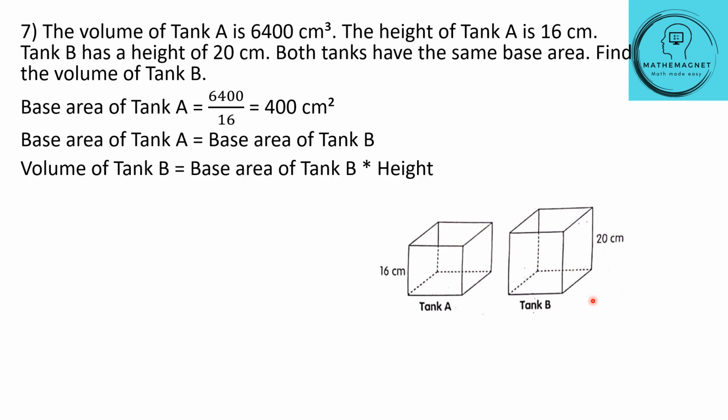Now we know the volume of tank A. To find the volume of tank B, we need to multiply base area into height. So basically base area is length into breadth, and into height will give you the volume. So 400 into 20 will give you the volume of tank B, which is equal to 8000 centimeter cube. So the volume of tank B is 8000 centimeter cube.